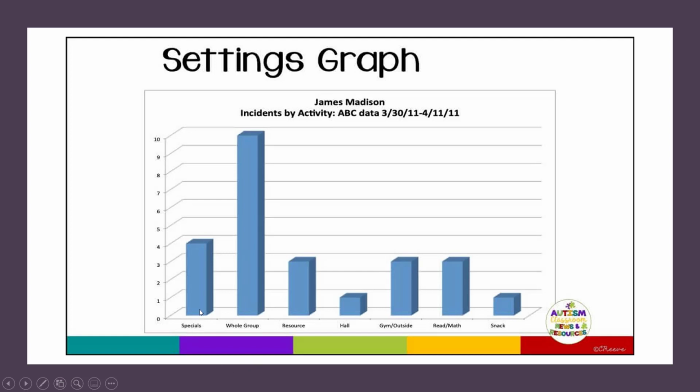And then you can see, okay, in whole group instruction, we have 10 incidents. In resource room, we only have about 3. In the hallway, there's only about 1. And so it gives you a way to categorize your problem behavior and compare it across settings or situations or categories, essentially.